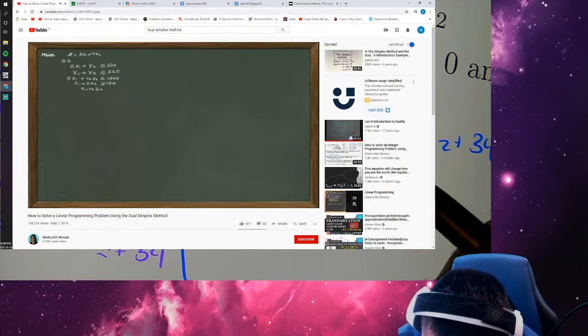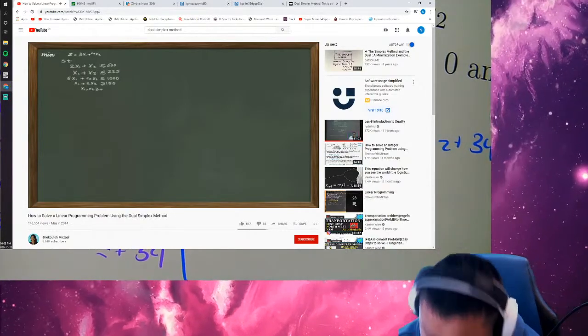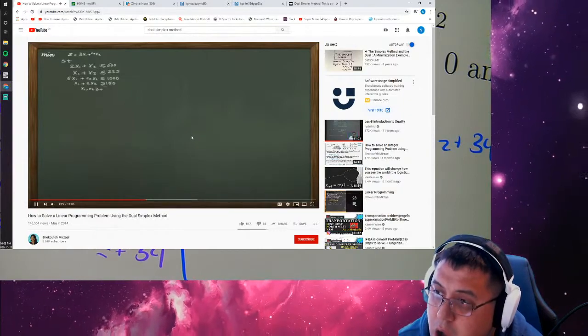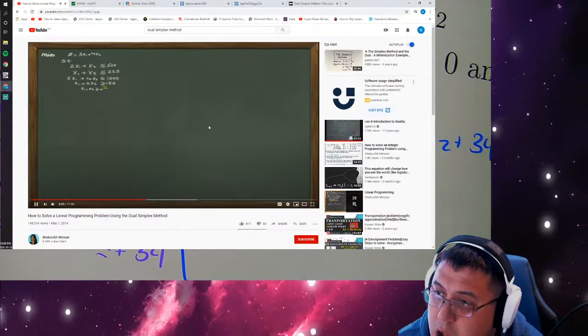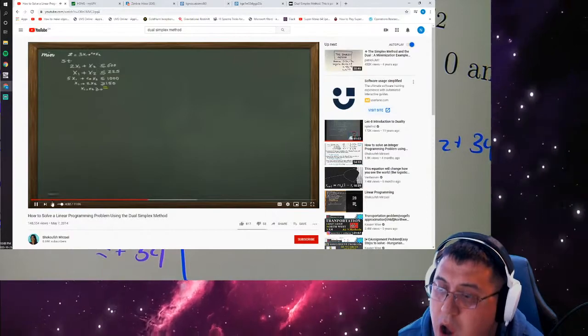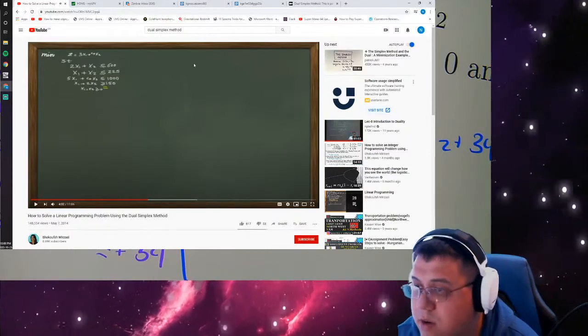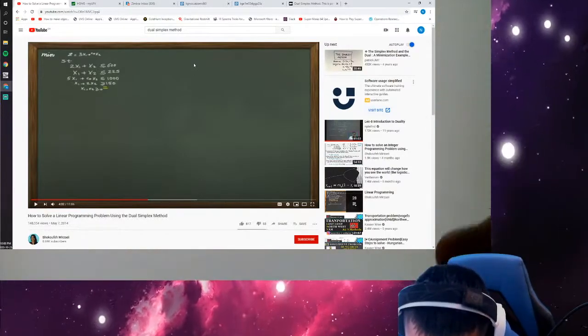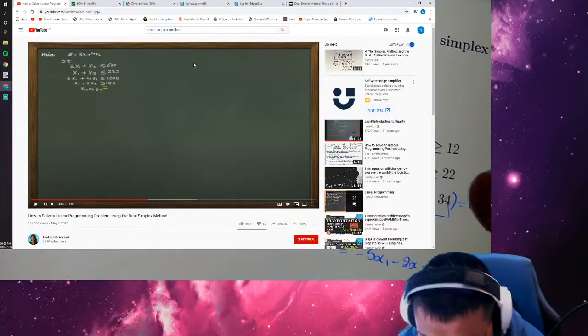The second condition is we have to have at least one constraint with a greater than or equal sign. So these are the two important criteria. I have both of those things for this one, so we can actually do the dual simplex method.